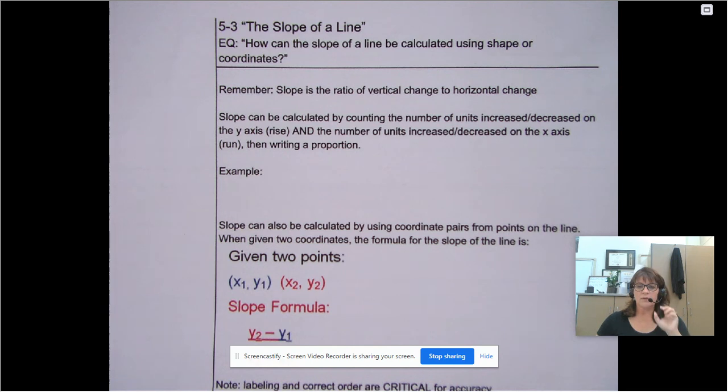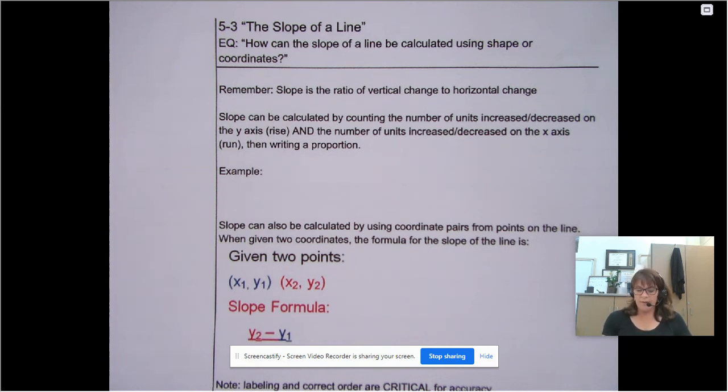Just another video as we proceed through topic 5. This one's specifically talking about the slope of a line. And this one's really going to be focused on calculation. How can the slope of the line be calculated using shape or using coordinates?